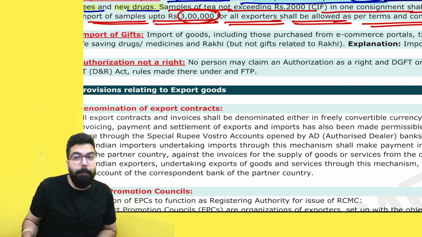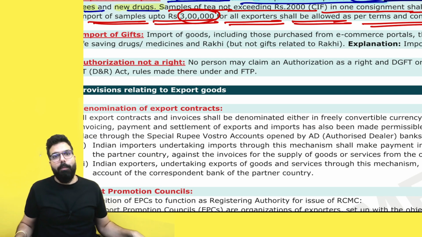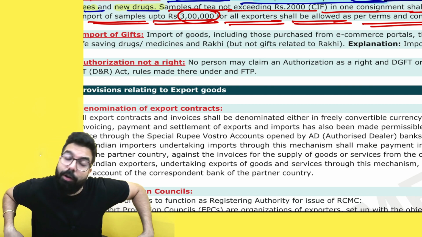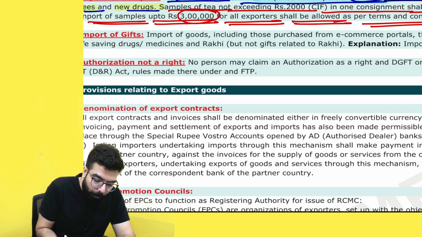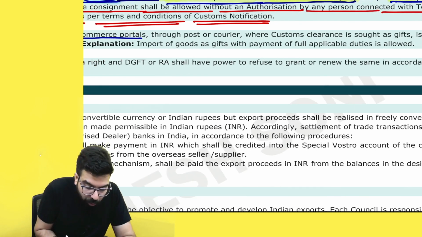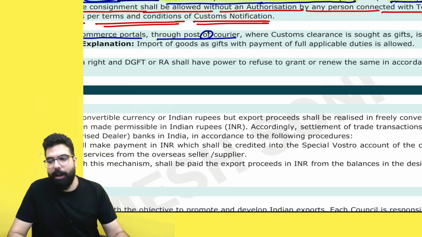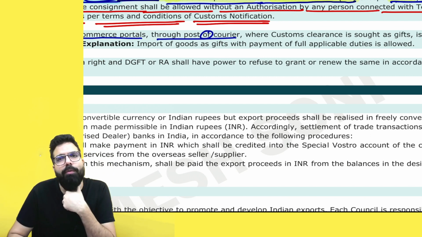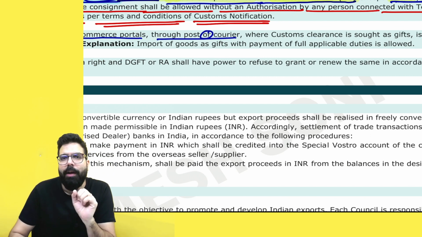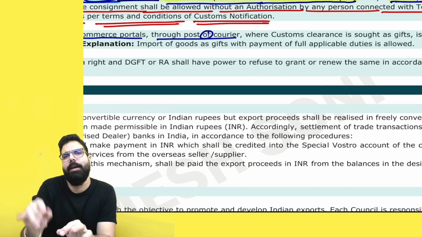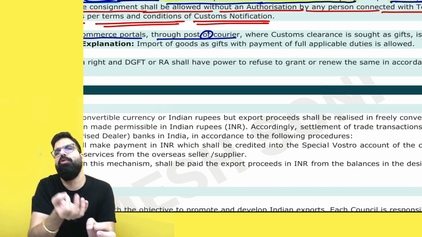Now, sir, can I import everything as gift? What people used to do is, people used to import iPhone, sir, given by my brother, gift. They are telling over here, import of gift, including those purchased through e-commerce portal, through post or courier. Actually, what was happening? For an example, I will tell you, Alibaba website is there. Lot of goods were coming into India from the Alibaba website. People used to say, I am importing this. They used to purchase on the Alibaba website, and it used to come as gift.